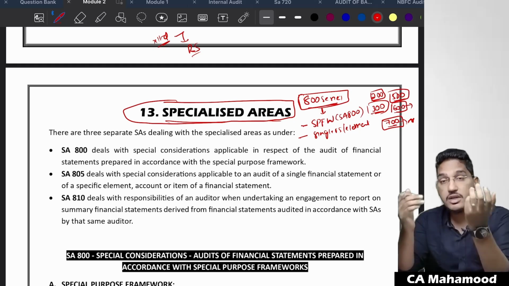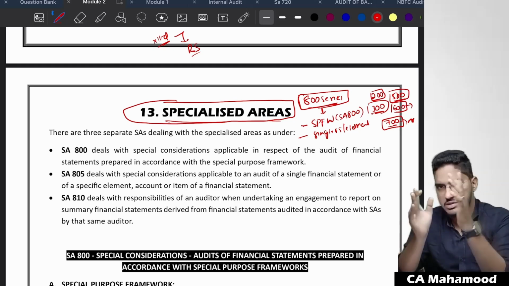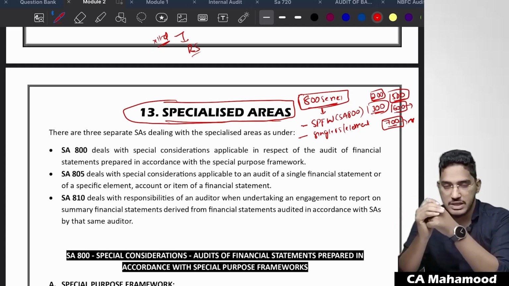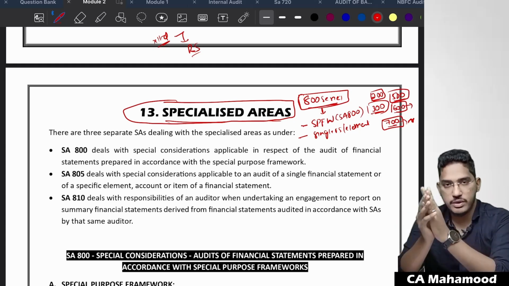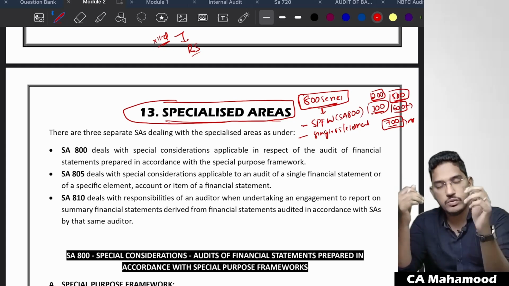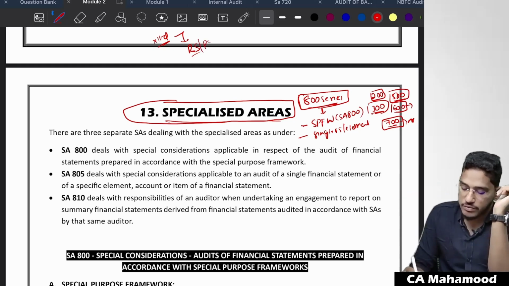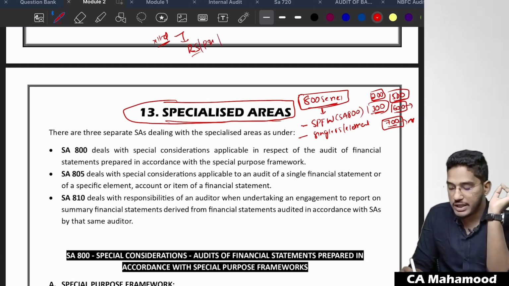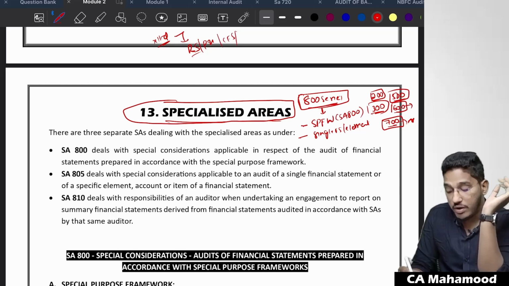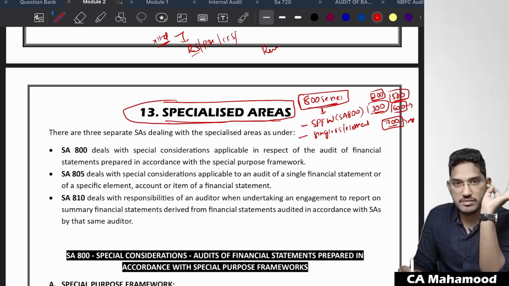Once again, let me repeat. The client is coming to you and asking, sir, we don't want you to do the audit of the complete financial statements. We have our statutory auditor, who will do the audit of the complete set of financial statements. The entire financial statements will be audited by some other person. We want you to conduct the audit of only the balance sheet, or only the P&L, or only the cash flow statement, or only the revenue in the financial statements of our company.